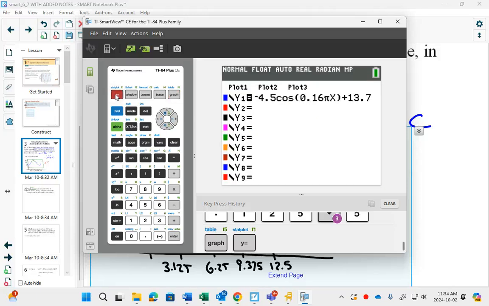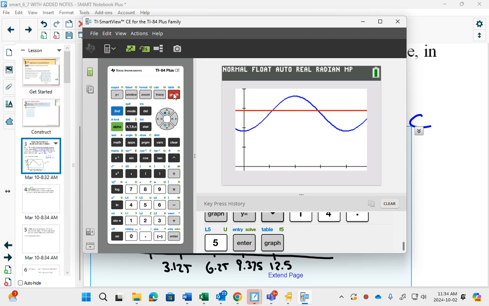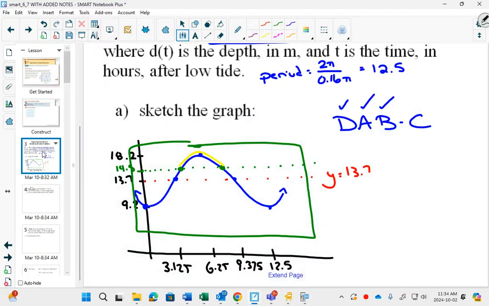Next, I'm going to go to y equals, and in y2, I'm going to put that 14.5 in. That's going to draw a straight line across at 14.5. If you don't have a graphing calculator, then this is a great app that allows you to see this as well. You get the app Desmos, then you could graph this, you could graph the straight line as well.